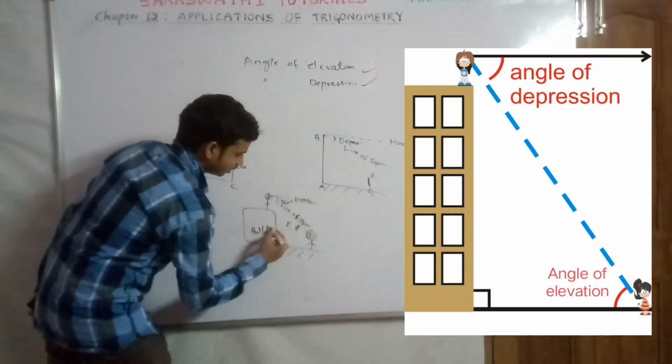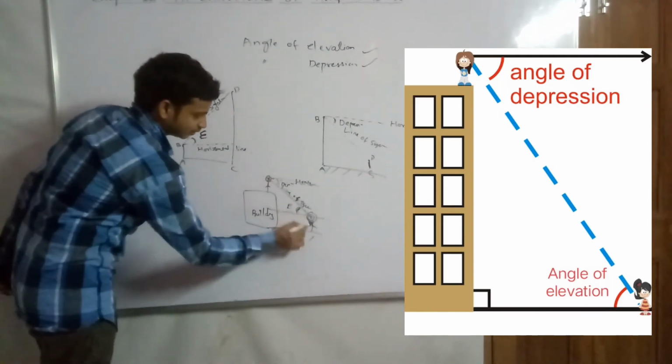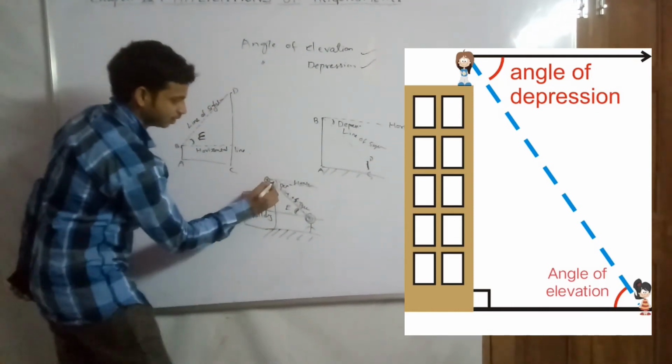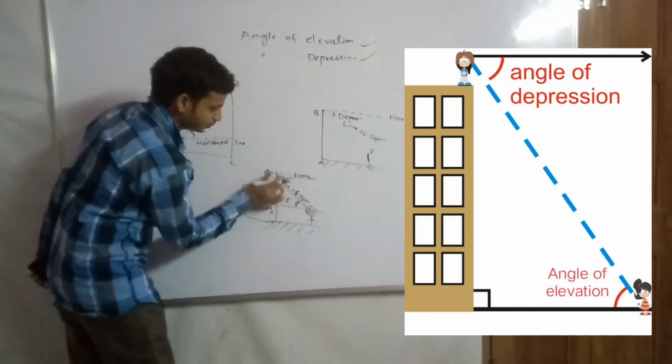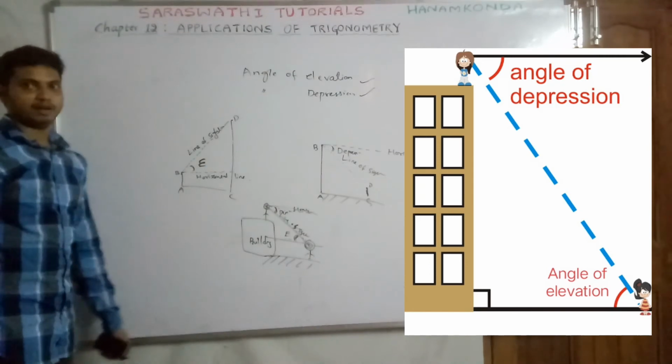Both horizontals are parallel. Since they are parallel, this line of sight is considered as the transversal. That means angle of elevation and angle of depression are alternate angles. So angle of elevation is equal to angle of depression in this case.